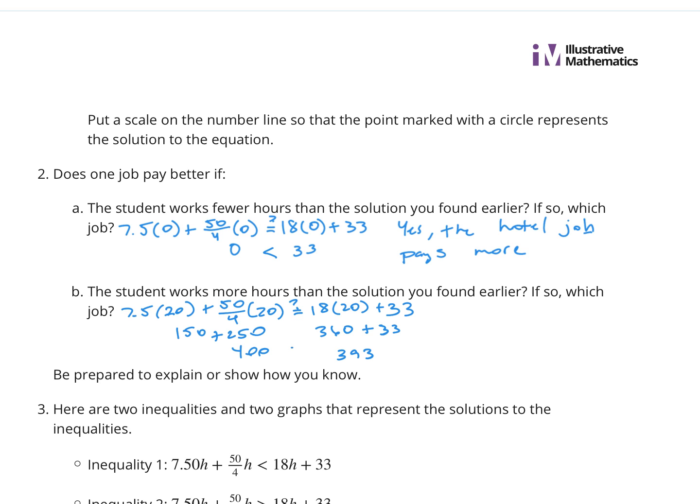So we see in this case it flip-flops. The restaurant pays more. So it becomes a point where those tips start to pay more because of the number of hours you're working.